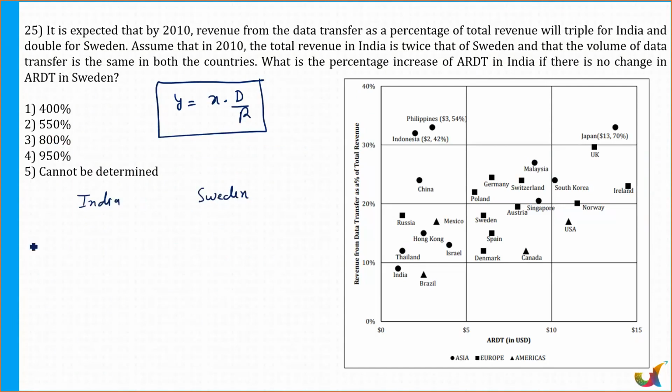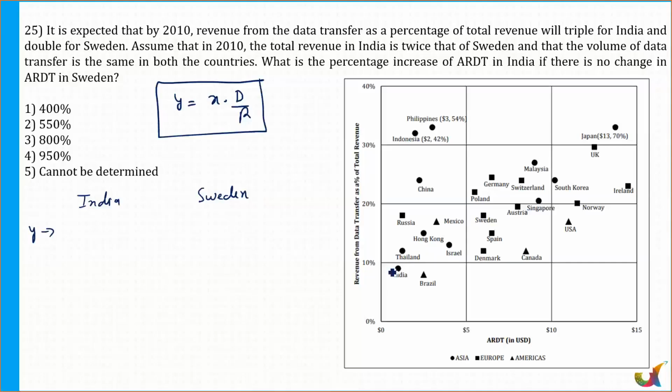So it is triple for India. So basically it is talking about the values of y. Data transfer as a percentage of total revenue will triple for India. So for India, the value of y will become triple. Right now for India, the value of y is equal to how much? 9%. So now it will become 9 into 3, which is equal to 27%.